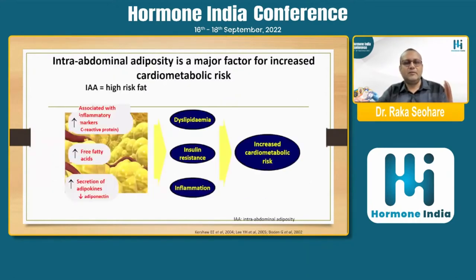This is the intra-abdominal adipose tissue, and this whole cascade of events happens because there is an associated increase in inflammatory markers, C-reactive protein, and free fatty acids; there is secretion of adipokines, and a decrease in adiponectin. Our previous speakers have explained this well. Many speakers have shown adiponectin and leptin issues and their correlation with dyslipidemia, insulin resistance, and inflammation, leading to a high degree of increased cardiometabolic risk.